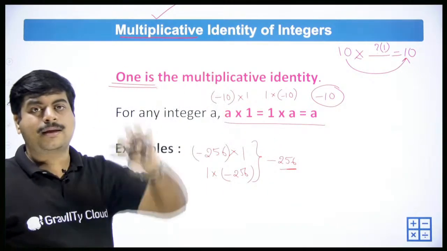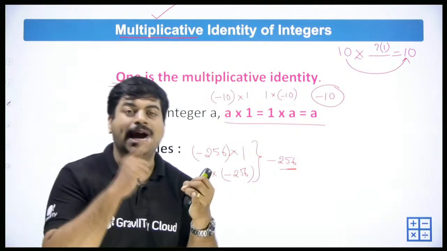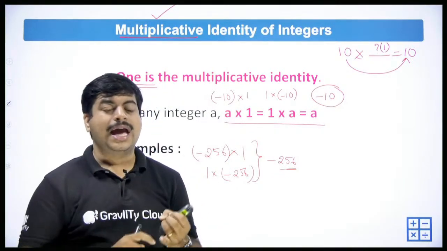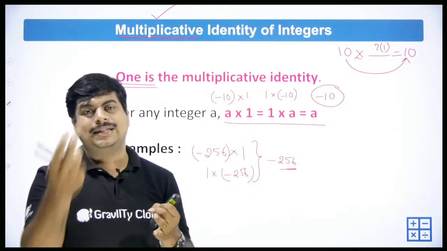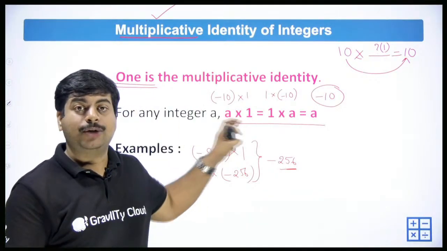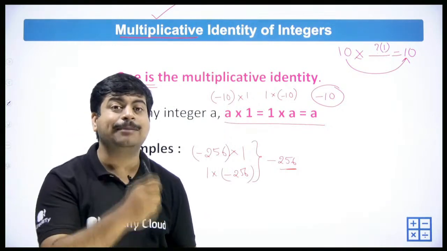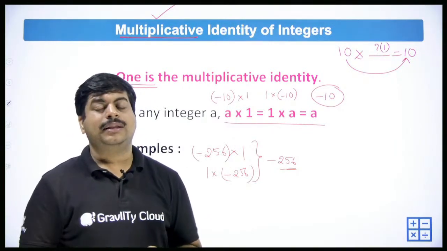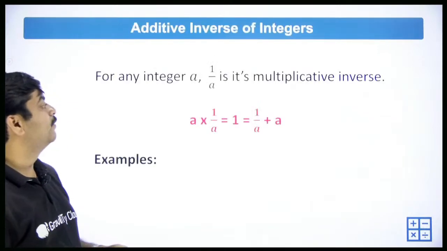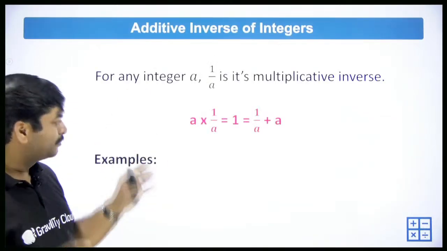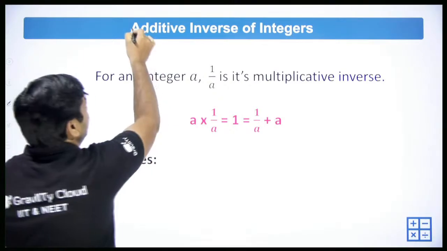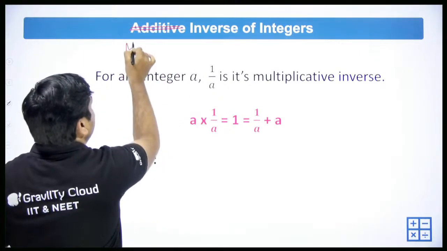Multiplicative identity. We discussed additive identity, which is 0, additive inverse, which for A is minus A, and multiplicative identity, which is 1. In the same way, the next thing is called the multiplicative inverse. Okay, before that we have additive inverse. I'm so sorry, this is not additive inverse. This is the multiplicative inverse.